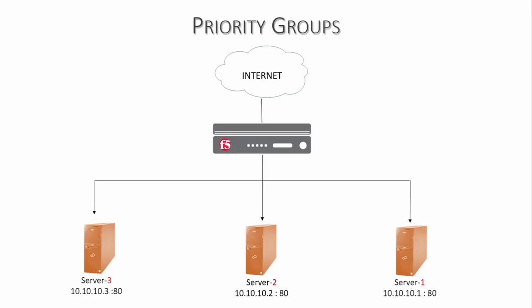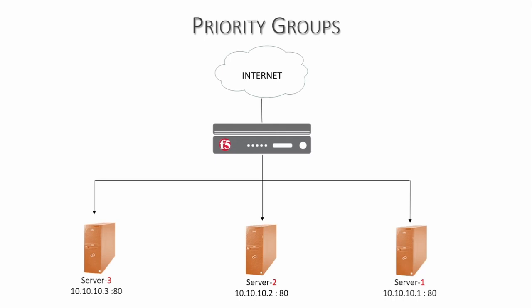In this lesson, we are going to configure priority groups on F5 LTM. But before we start the configuration, we first need to know what a priority group is and how it works. Priority group is a way of telling BigIP that it should prioritize a group of pool members over others.